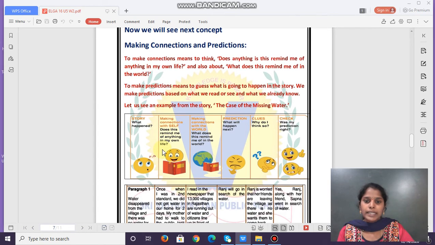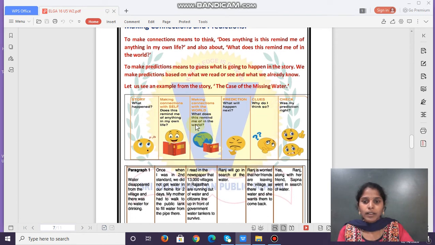Here we will see an example from this story, The Case of the Missing Water. These are the making connections: how we read the questions and apply them to our own life and give the answers. What happened in the story? Water disappeared from the village and there was no water for drinking. Here we already discussed this topic in the plot structure. The same problem we are going to think about in this topic. This is about what happened in the story.